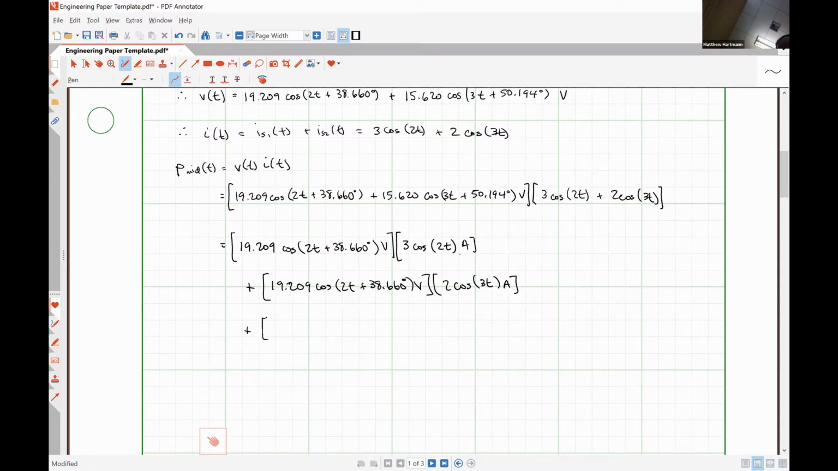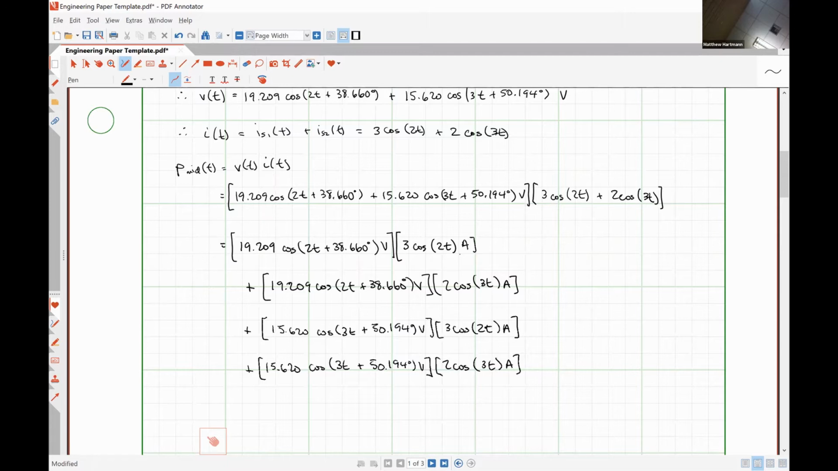Plus 15.620 cosine 3t plus 50.194 degrees volts multiplied by 3 cosine 2t amps, plus 15.620 cosine 3t plus 50.194 degrees volts times 2 cosine 3t amps. So this is all our different little cross multiplication pieces.